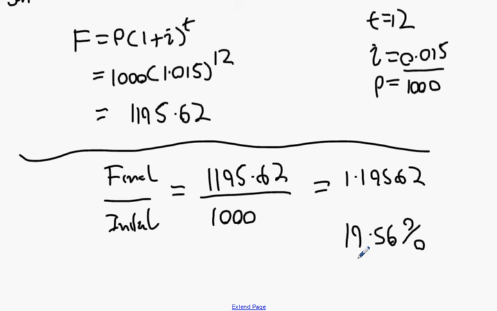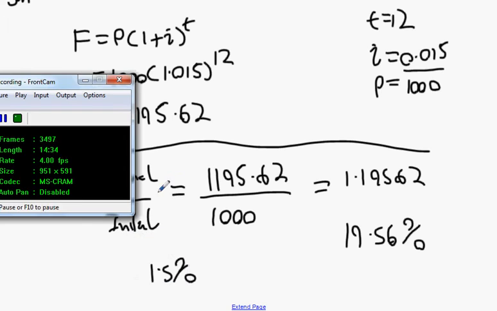Alright, so basically, I could offer you a deal. I could say, I'll charge you 19.56% every year, or I'll charge you 1.5% every month. Which deal should you take, or does it matter? Doesn't matter. 1.5% every month will give you the same number as 19.56% at the end of 1 year. Okie dokes.